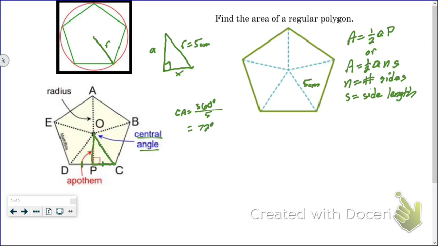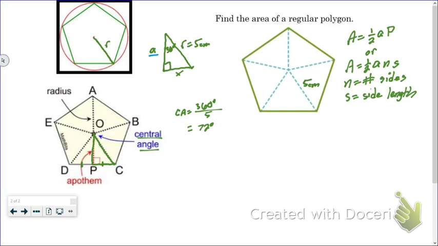Now it's important to understand that the apothem will bisect the central angle. So inside of the right triangle, half of 72 gives me 36 degrees that I'll be working with. So now we can find the apothem and the perimeter using some trigonometry skills. So let's find the apothem first.